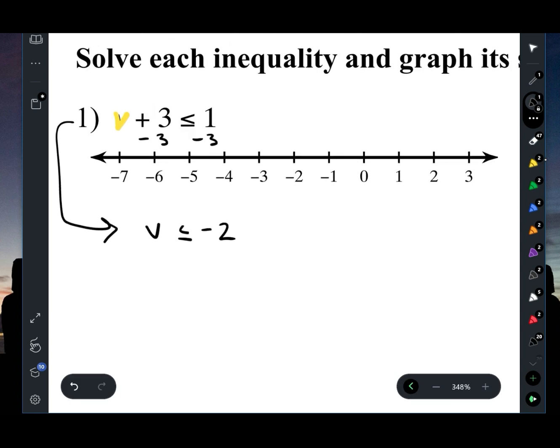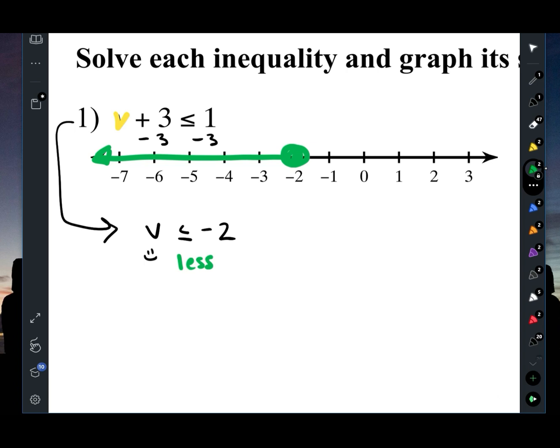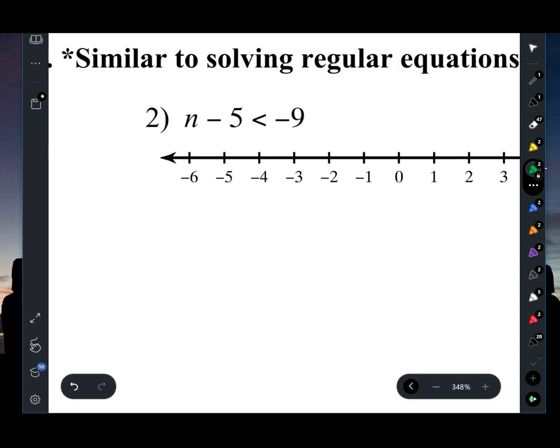And just like last lesson, we're just going to graph that. So negative 2, what kind of circle would you use? You guys remember that? We're going to use a closed circle, if that's what you were thinking. Great. Closed circle and shade everywhere less than, so smaller numbers, so to the left of negative 2. And that's it. Solved. Moving on.